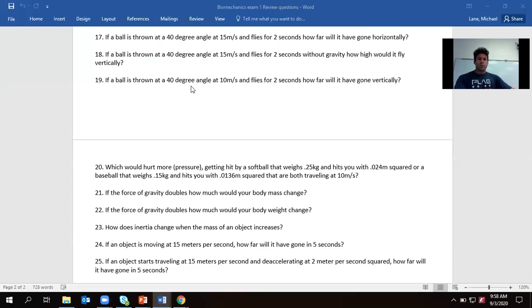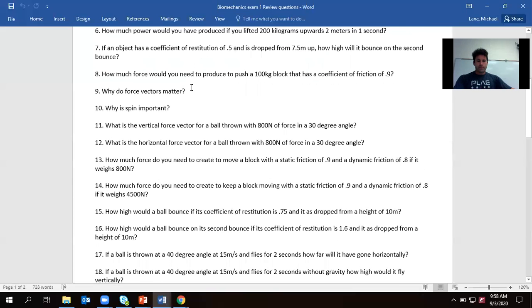All right, number 13. How much force do you need to create to move a block with a static friction of 0.9 and a dynamic of 0.8 if it weighs 800 newtons? So the good news is we don't have to convert from mass into force now. We've already got the normal force, 800 newtons. Now, notice it says to move a block. So that means the block is effectively at a dead standstill.